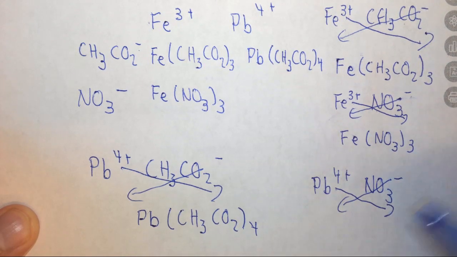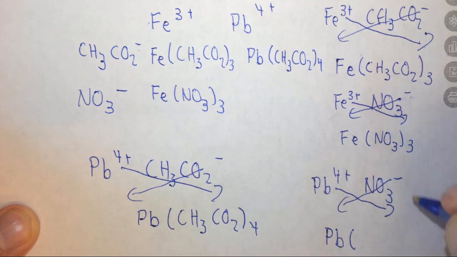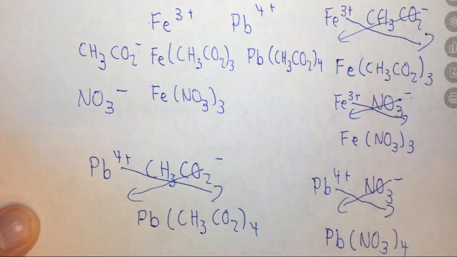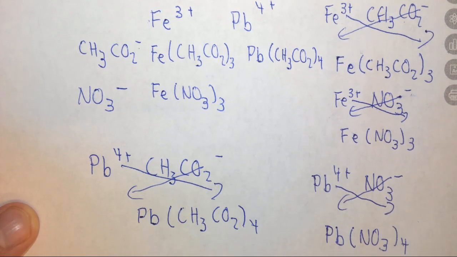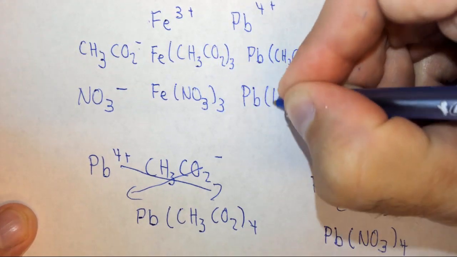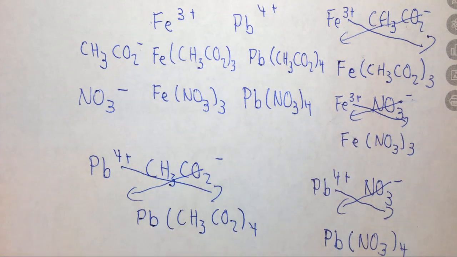Then the last one, we have Pb4 plus and nitrate, and NO3 minus, same thing, bring the numbers of the charges down. So Pb is 1 again, so we don't write it. We need 4 nitrates, so we have a nitrogen, 3 oxygens, 4 times. Make sure the polyatomic ion is in parentheses. I'm just going to write that one over here as well, and that will complete this problem.